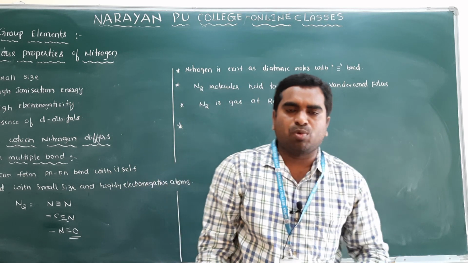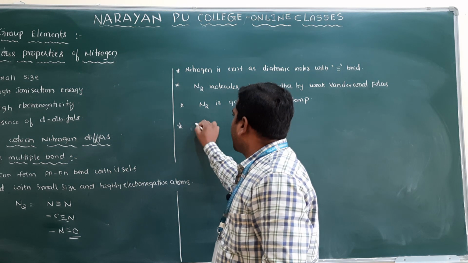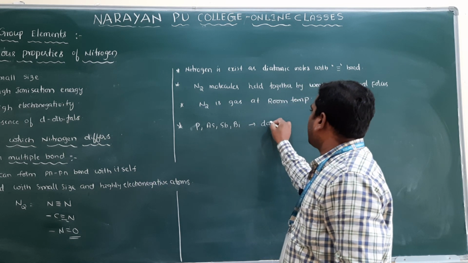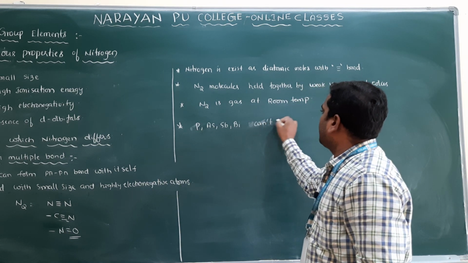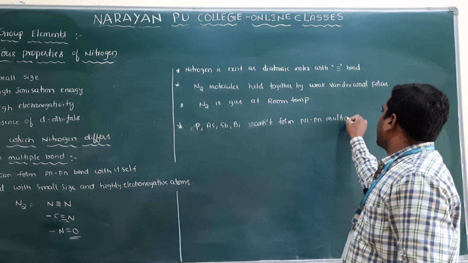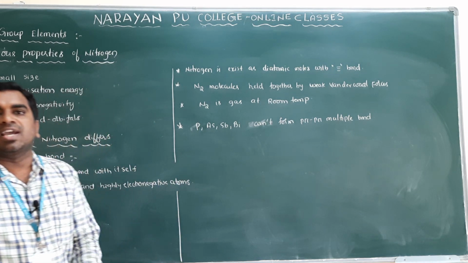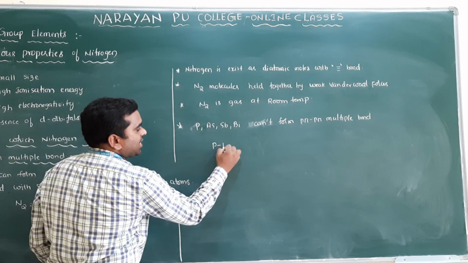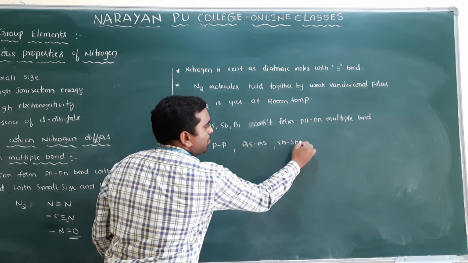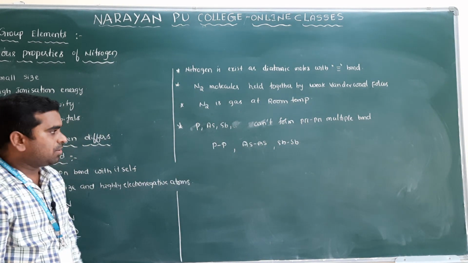Phosphorus, arsenic, antimony do not form p pi multiple bonds. Clear? So the remaining elements, phosphorus, arsenic, antimony and bismuth, cannot form p pi multiple bonds. Instead of multiple bonds, they form only single bonds between the atoms. Like in phosphorus, a P-P bond will be there, and here an As-As bond, and here an Sb-Sb bond. But bismuth will form metallic bonds. Clear, my dears?